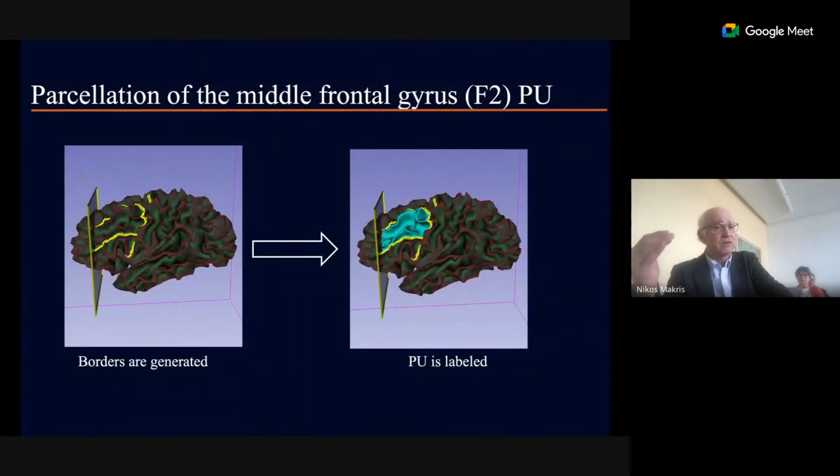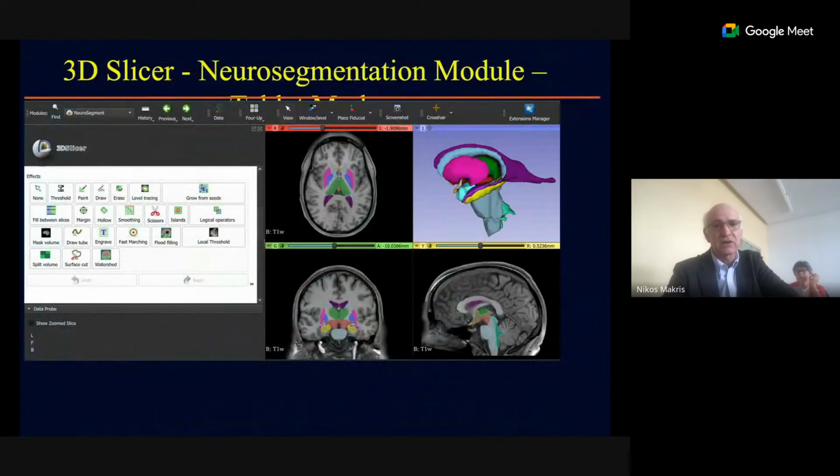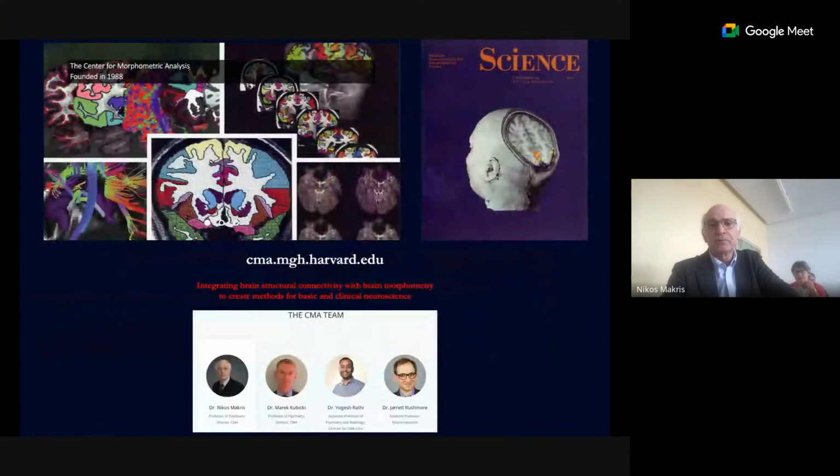So when you have the individual brain and you use a tool like 3D Slicer manually, you can be extremely accurate and precise. If you do automation, because of the variability and the automation processes, you will be almost precise and accurate, but not as if you do it with manual editing. And this is the possibility that 3D Slicer provides.